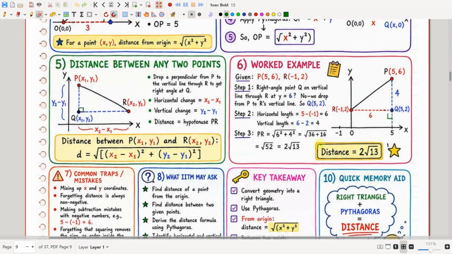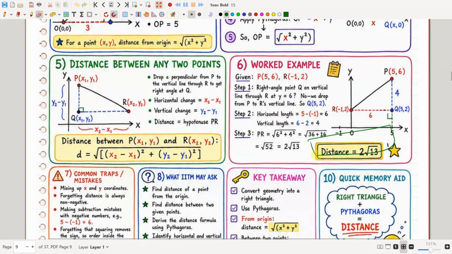So what I have to do, I have to find (x2 minus x1) the whole square, which is (-1 minus 5) the whole square, which is (-6) square, which is 36. Plus I have to find (y2 minus y1) the whole square, which is (2 minus 6) the whole square, which is (-4) the whole square, which is 16. So 36 plus 16, root of 36 plus 16, which is root of 52, which is 2 root 13.